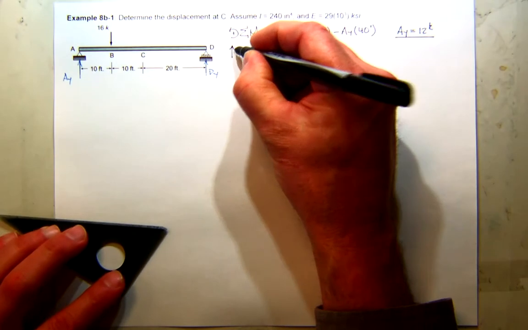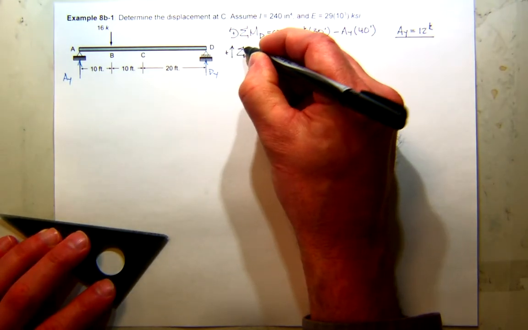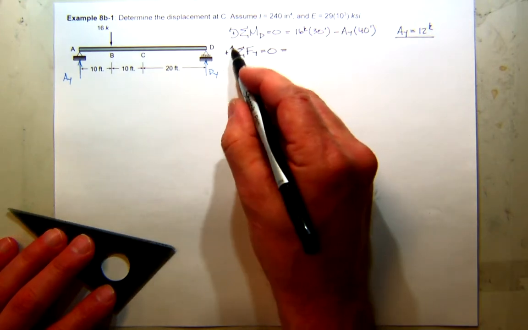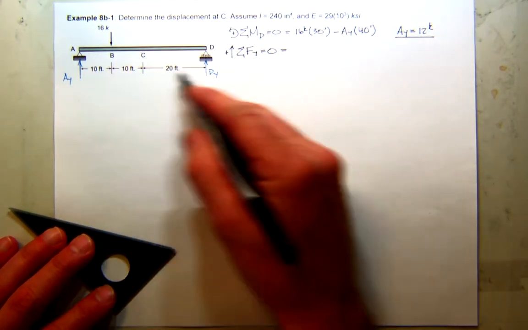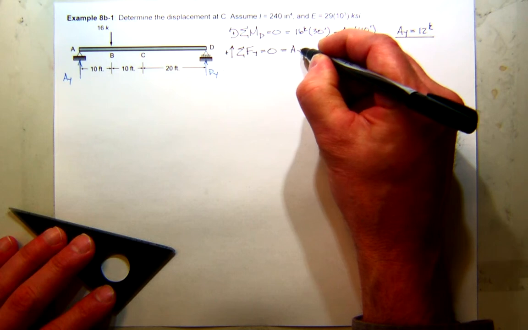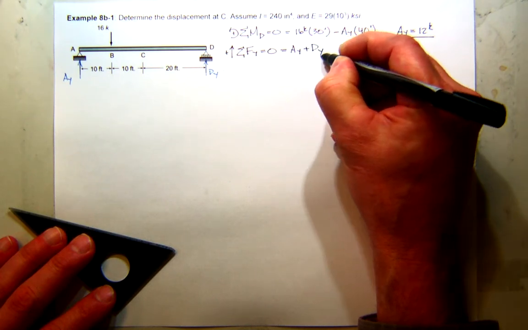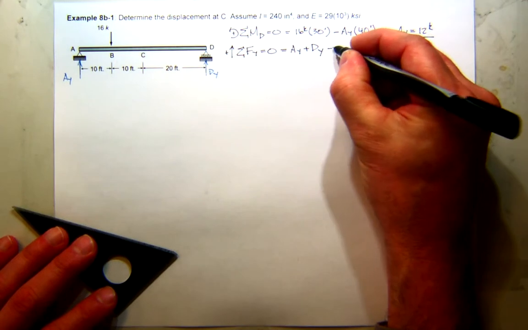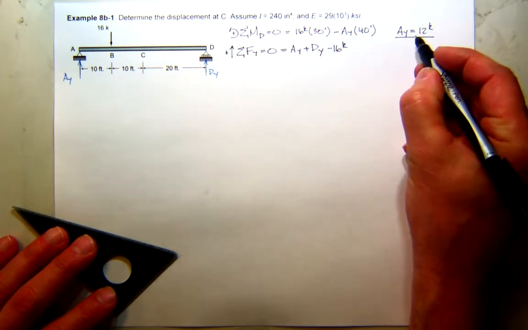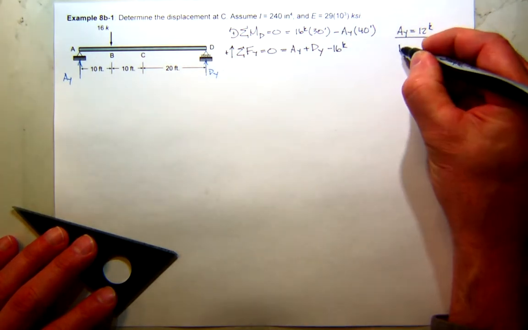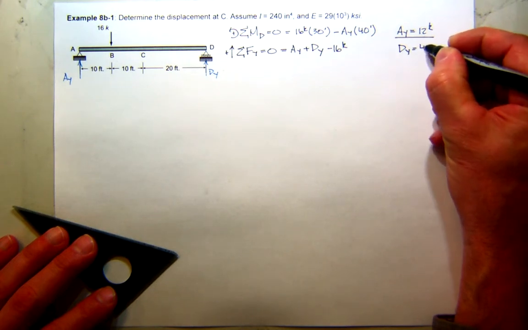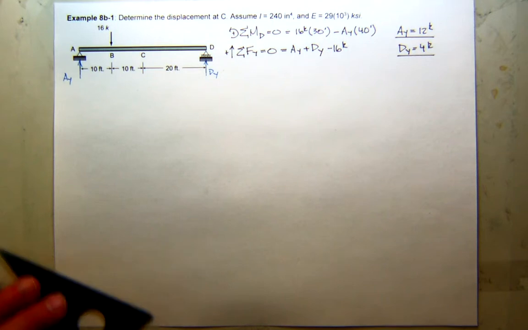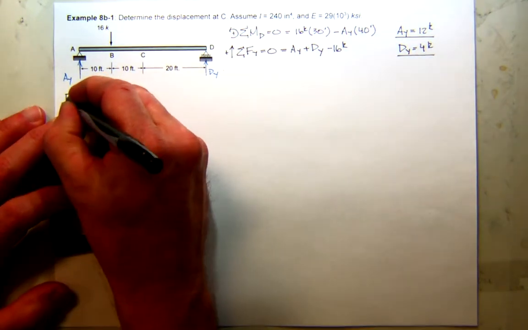And just to finish this up, we can sum forces in the Y direction. I'm assuming up is positive. So I have AY and DY, they're both up, so those are positive. And I had the 16 kip force acting down, so I'll consider that to be negative. And since I know AY, I can plug it in here. It looks like DY is going to be 4. Okay? So now I want to find what I'll call my real moments.